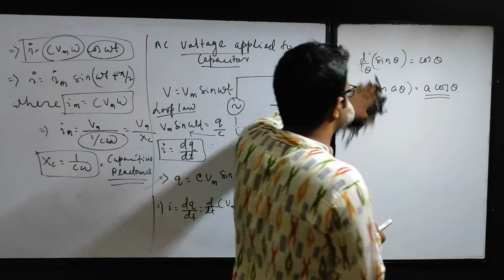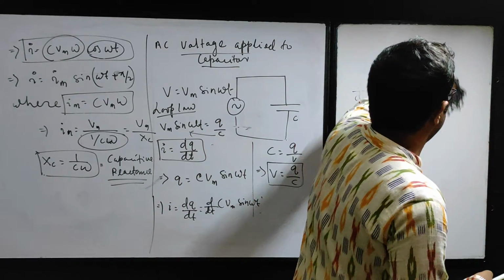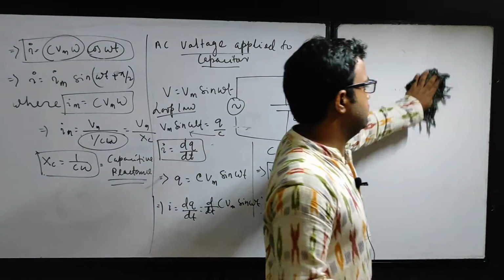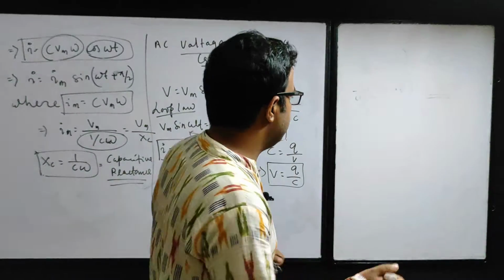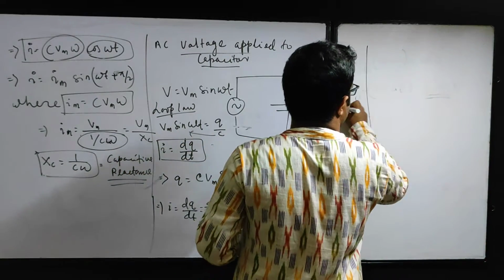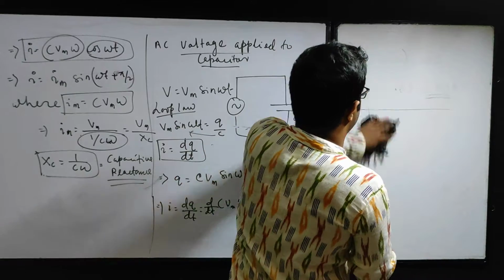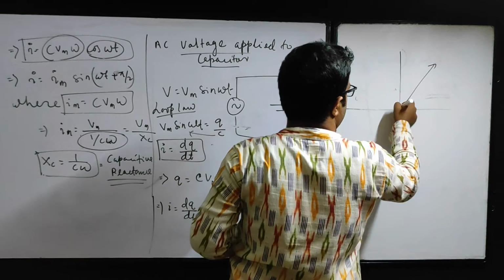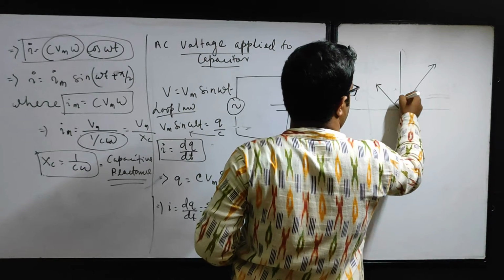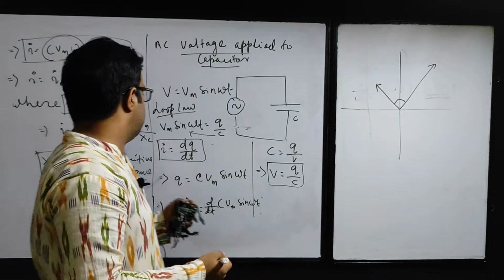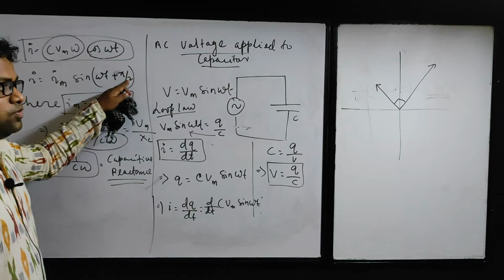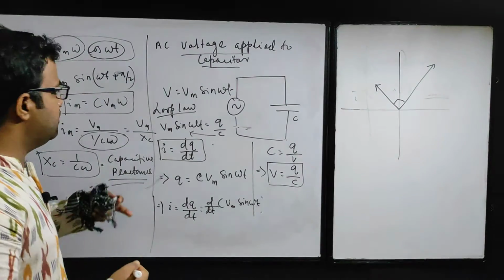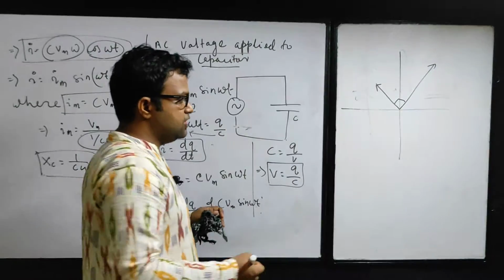So as you can see, the phase diagram will look like this: if this is your voltage, the current will be here. Current will be ahead of voltage, at omega t plus pi by 2. Current will move ahead of your voltage.